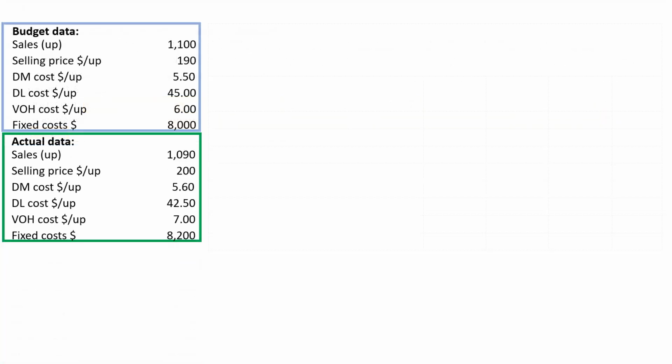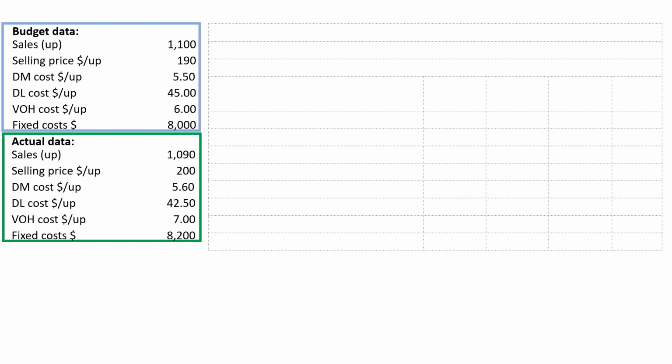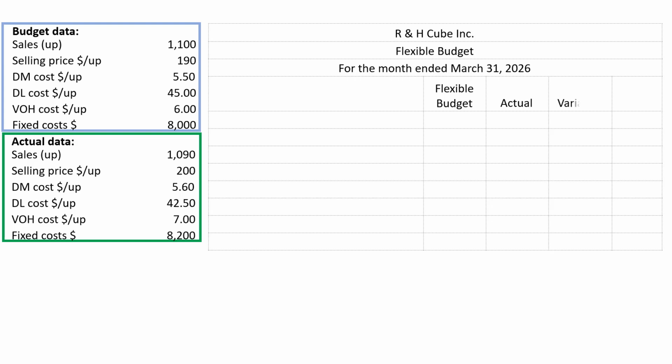Now we're ready to prepare the flexible budget. Start with the usual three-line heading: company name, report title, and date. The report title is Flexible Budget. Since we'll use the contribution margin income statement layout, we need the long form of the date, the whole accounting period. So for the month ended March 31st, 2026. We'll need 4 columns after our row labels, one for flexible budget, one for actual, one for the difference called variance, and one called U or F that we'll explain shortly.